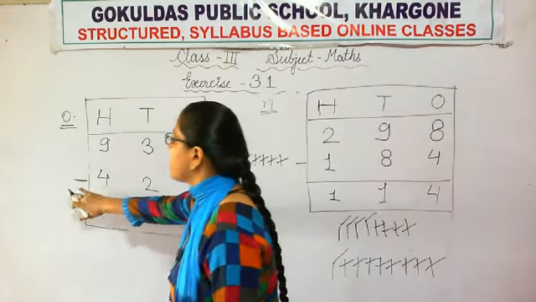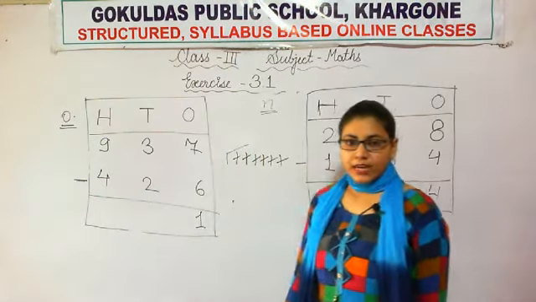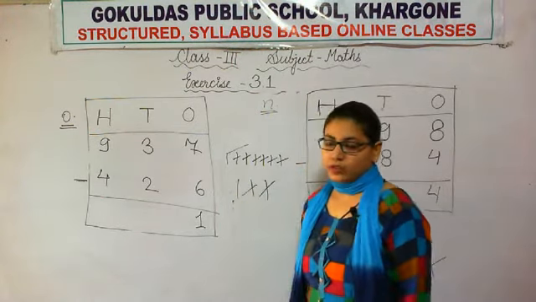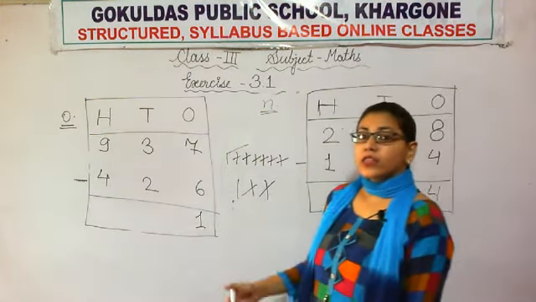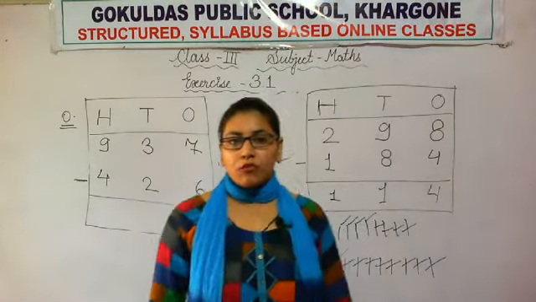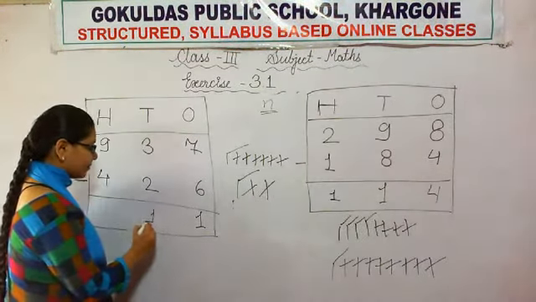Now 3 minus 2. 3 minus 2 is there. So we will draw 3 sticks and cancel out 2 sticks. Now we will count the remaining sticks. 1. Only one stick is left. So we will write the number 1.